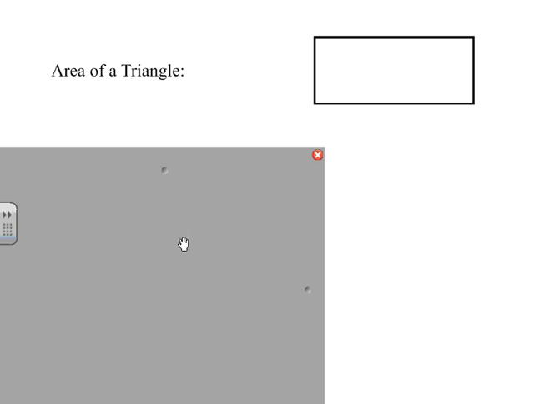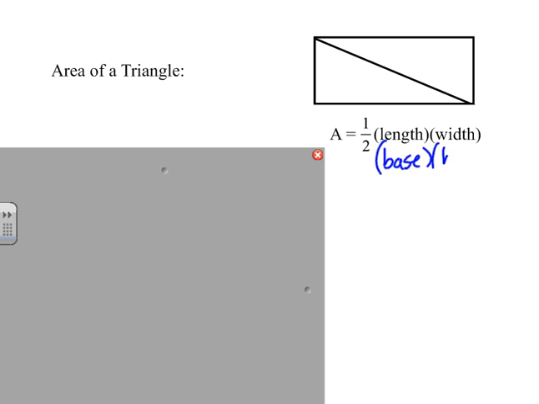So now let's talk about the area of a triangle. Well, the area of a triangle, but I'm looking at a rectangle. You have to remember that a rectangle is made up of 2 triangles. So our formula for finding the area of a triangle is 1/2 the length times the width, or in other words what we've used before, base times height. Basically what we're doing is dividing it by 2. That's going to get us the area. So either of these works and gets us the idea behind the area of a triangle.